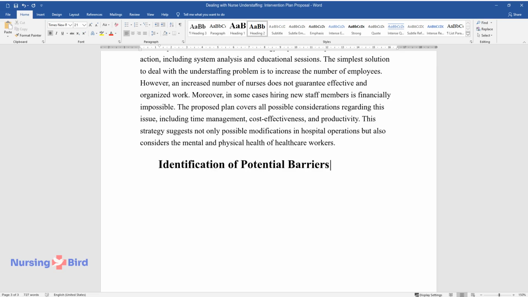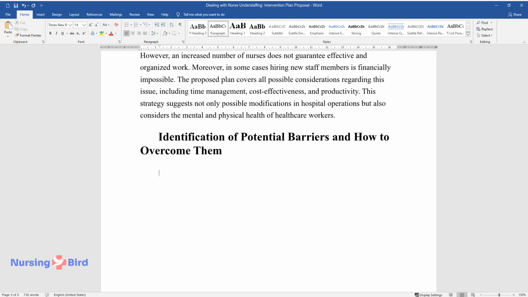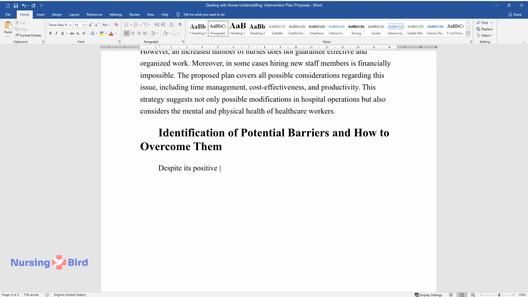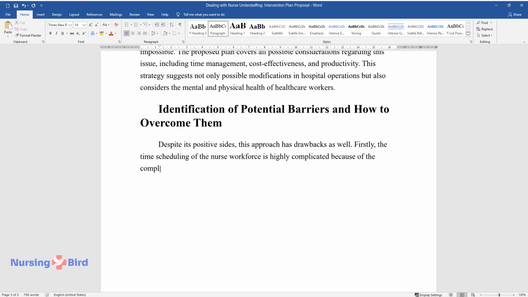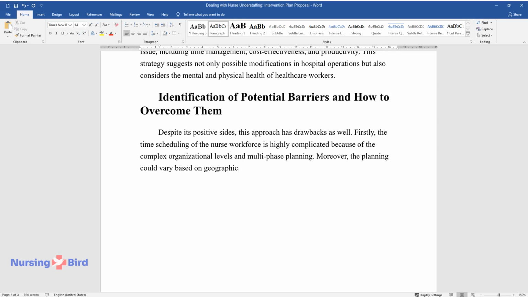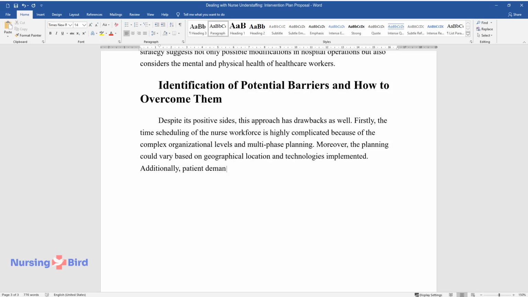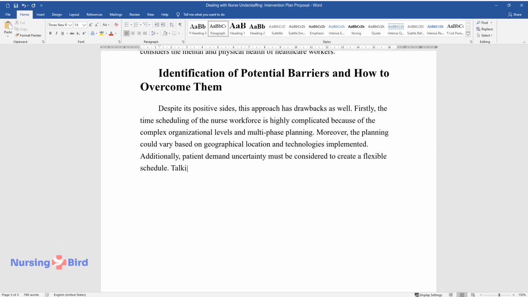Identification of potential barriers and how to overcome them. Despite its positive sides, this approach has drawbacks as well. Firstly, the time scheduling of the nurse workforce is highly complicated because of the complex organizational levels and multi-phase planning. Moreover, the planning could vary based on geographical location and technologies implemented. Additionally, patient demand uncertainty must be considered to create a flexible schedule.